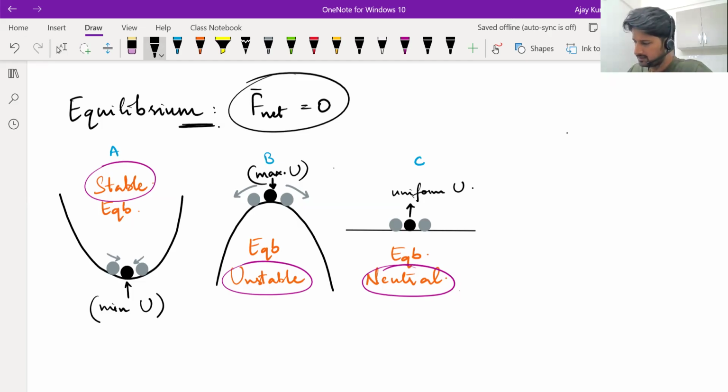You say that the equilibrium is stable if the object has a tendency to come back to the equilibrium position even if you disturb it slightly. Like you take the object to the next position on the surface and you leave it. If it has a tendency to come back to the equilibrium position, then that kind of equilibrium is called stable equilibrium. And at stable equilibrium, the potential energy of the object will be minimum.